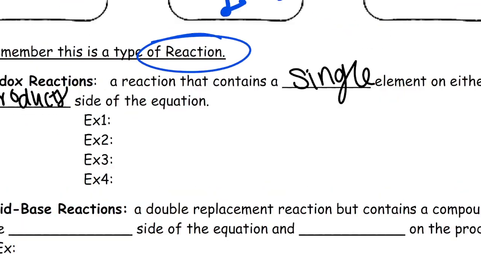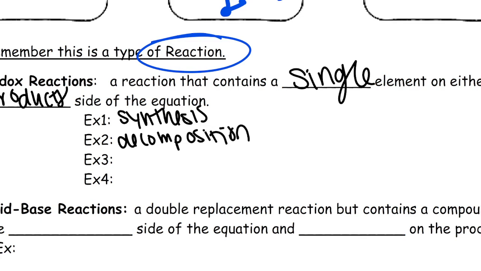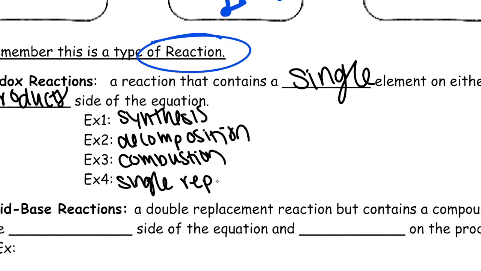So the 4 examples of redox reactions that we have already learned are synthesis, decomposition, what else? Combustion, and single replacement. Perfect. Is double replacement a redox reaction? Perfect.